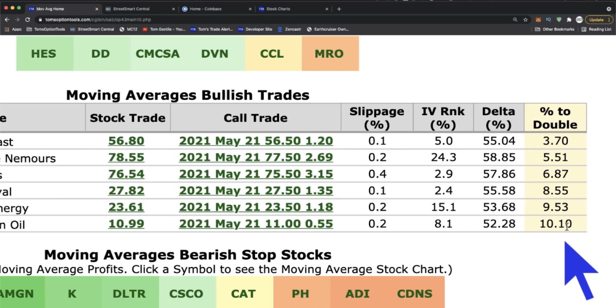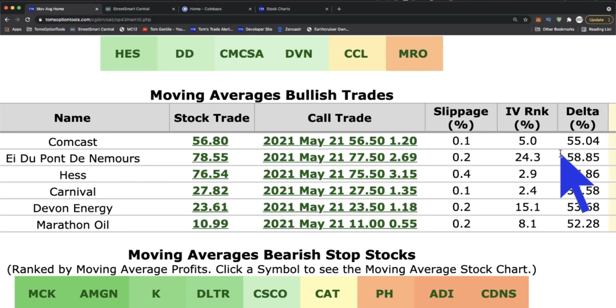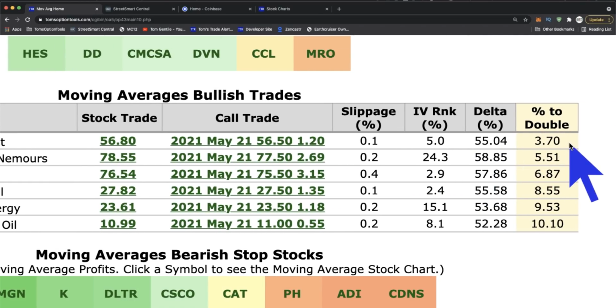The final column that I'm looking at really helps me out in determining which stock needs to move the smallest move to get a double on the option. And that's how this is ranked, by percent to double. The lower this number, the less the stock needs to move as a percentage for the option to theoretically double in value. So as you can see here, Comcast, all right, we need a 3.7% move in Comcast for these May at-the-money calls to double in value.